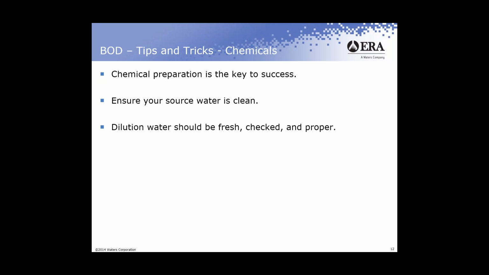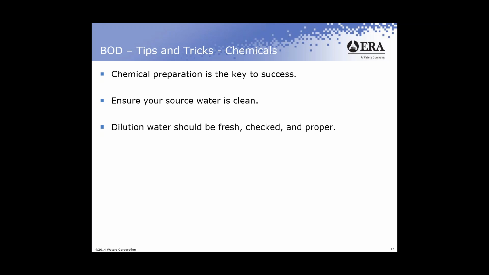So first of those tips and tricks, let's talk about the chemicals that we use in the test. Preparation of those chemicals is a big key to your success. Chemicals have to be fresh and contaminant-free. If you're manufacturing your dilution water nutrients yourself, you've got 4 different chemicals to prepare. You want to make sure that you're preparing them properly and that the water that you're using to prepare them is clean and free of potential contaminants or potential interferences.